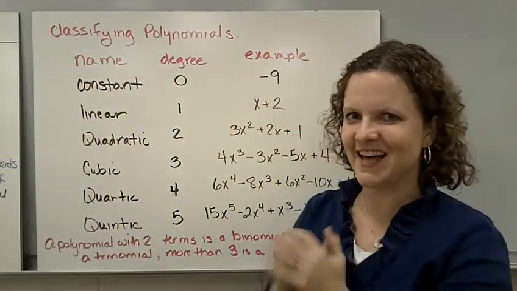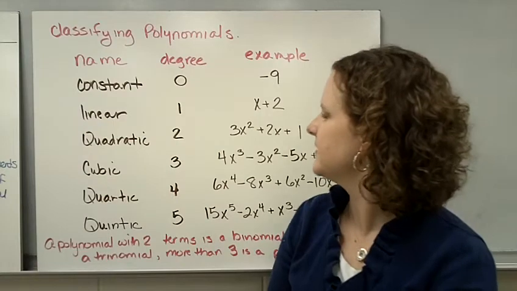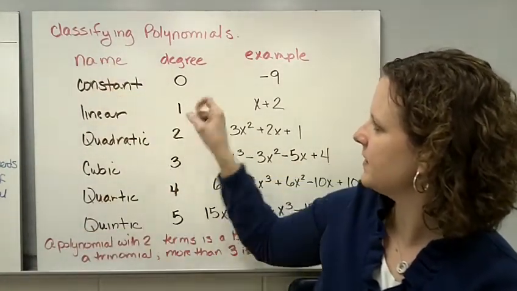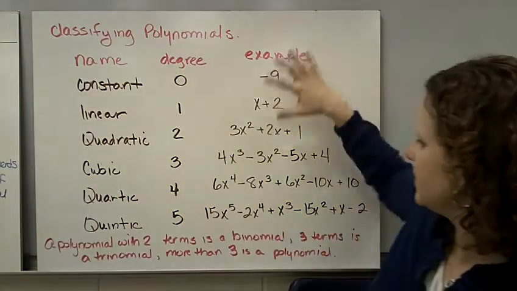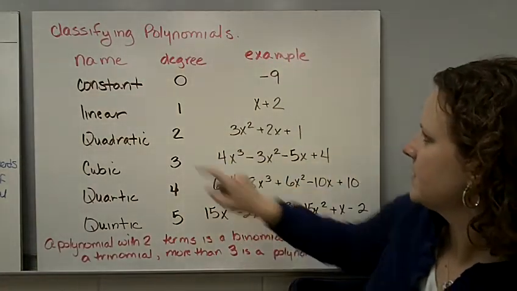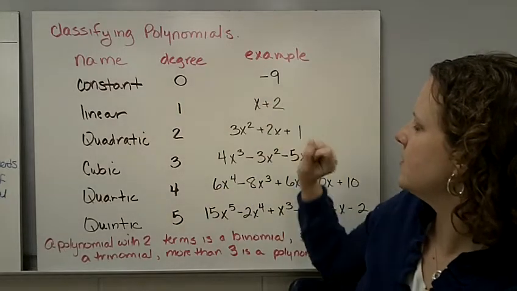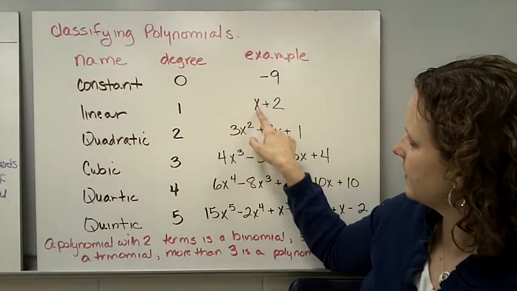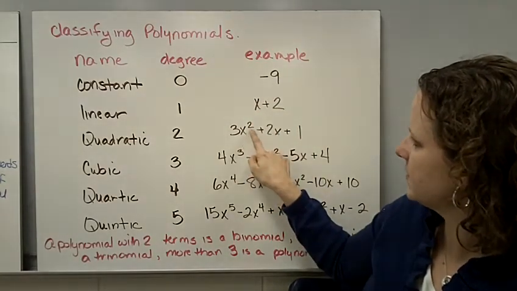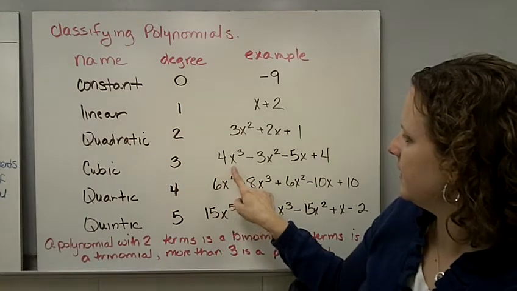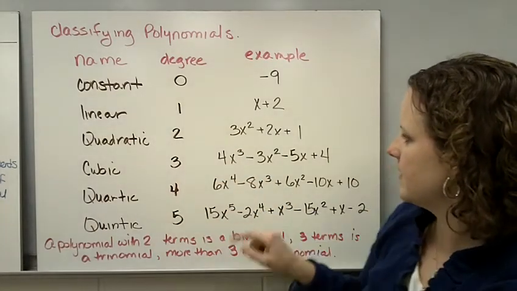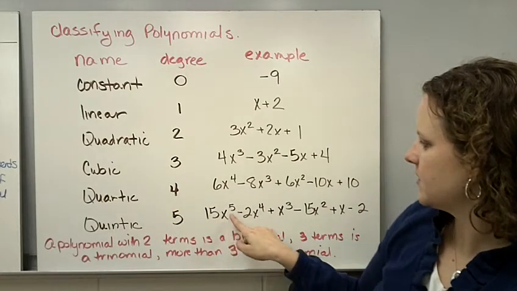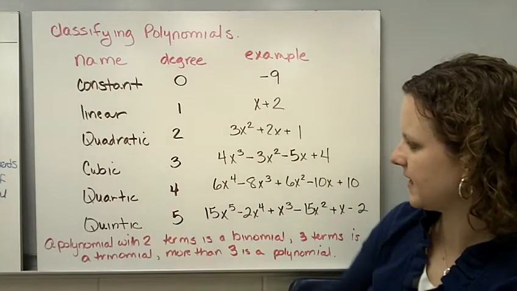Which leads us into this slide, classifying polynomials. This is a big chart: the name of our polynomial, the degree, and just an example. So constant has a degree of 0, no variable. Linear has a degree of 1. That is our leading term, degree of 1. Leading term, second degree, quadratic. Third degree, cubic. Fourth degree, quartic. Fifth degree, quintic.